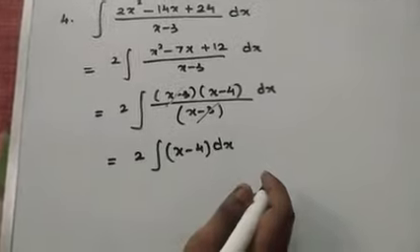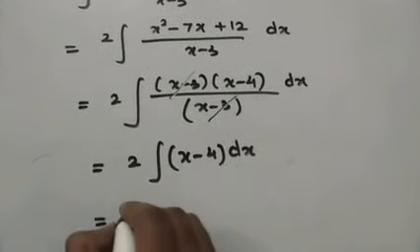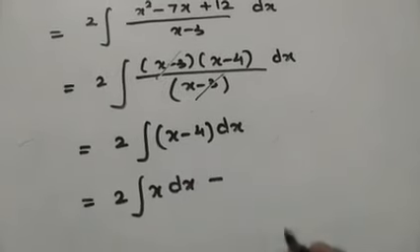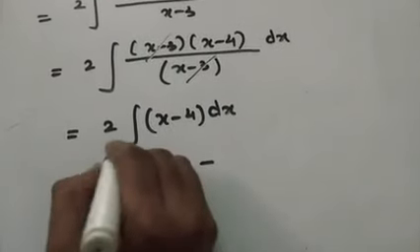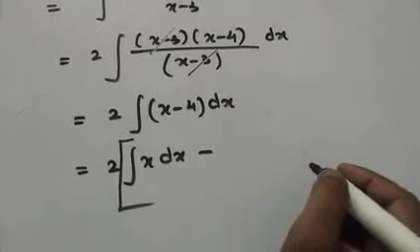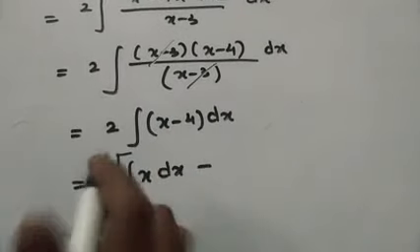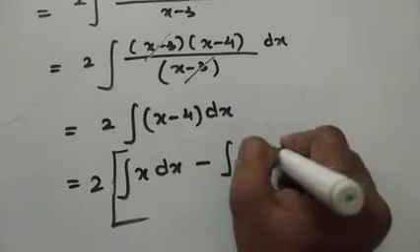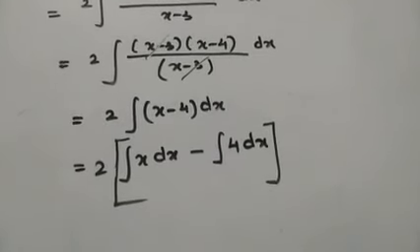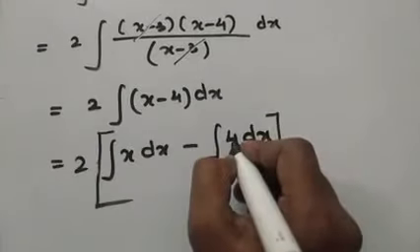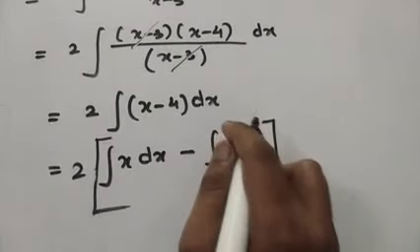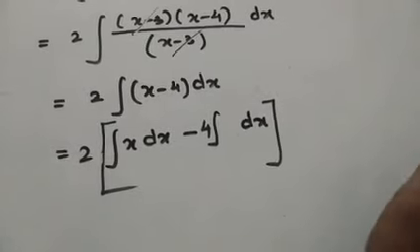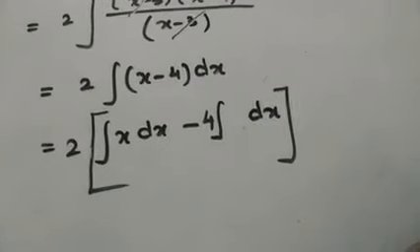So now here we can integrate, that means 2 integration over x dx minus, let us give a bracket here, because 2 is out of the integration, and integration over 4 dx. Now 4 is a constant, so we can take the constant out of the integration. So 4 into integration over dx.